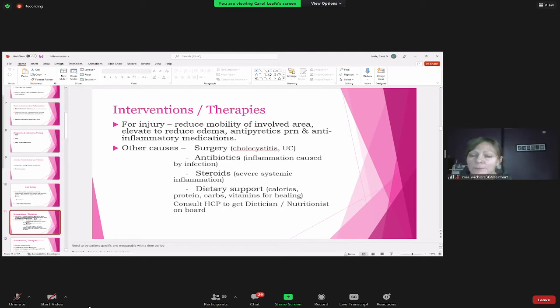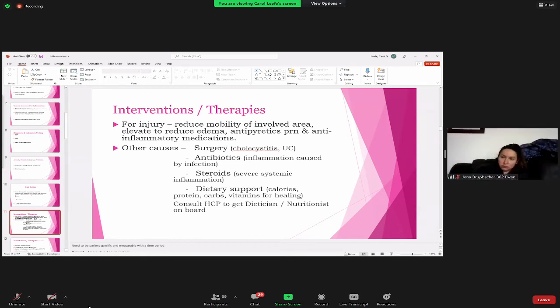Anti-fever. Fever reducer, right? So what kind of drugs can be fever reducers? Tylenol, ibuprofen. Advil. Right. Ibuprofen, aspirin, those kinds of things. Okay. What about anti-inflammatory medications?